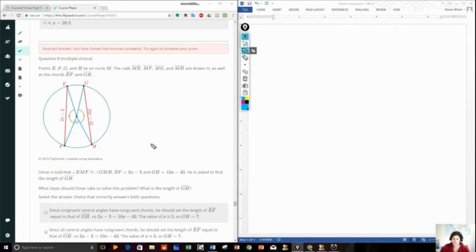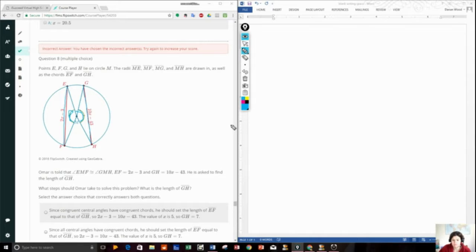Okay, well then let's just talk about what we know. We know that any two chords that have the same central angles are going to be congruent. So since we know that these two central angles are congruent, then we know that GH would be congruent to EF, which means they are the same length. So my plan would be to set EF equal to GH and then solve it.